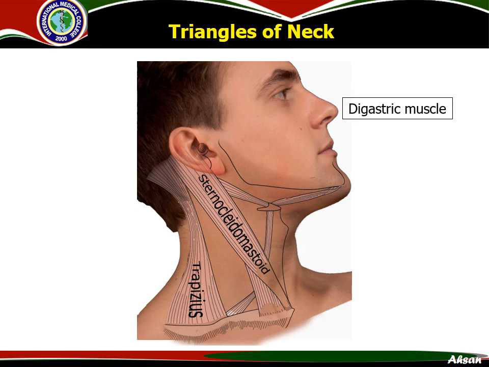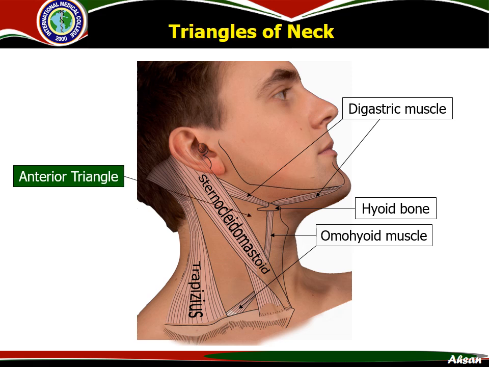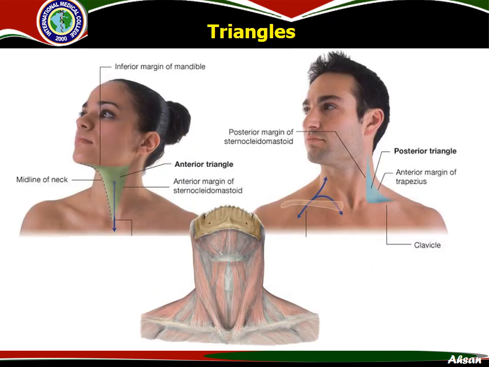In the anterior triangle, there are two bellies of the digastric, anterior belly and the posterior belly. Also, there are two bellies of omohyoid, superior and inferior bellies. These muscles have divided the anterior triangle into several triangles and the posterior triangle into two triangles. This is the hyoid bone, you can see by the label. This portion is the anterior triangle and this is the posterior triangle.